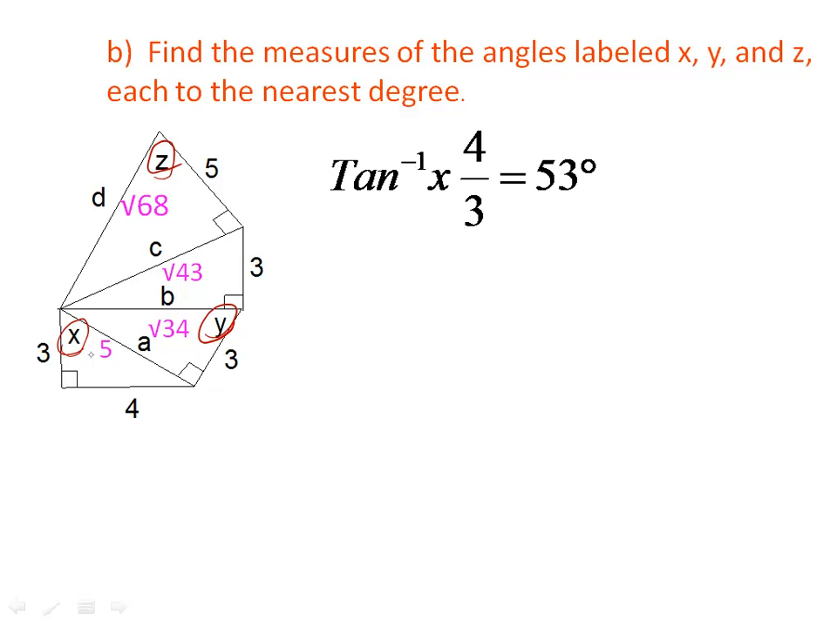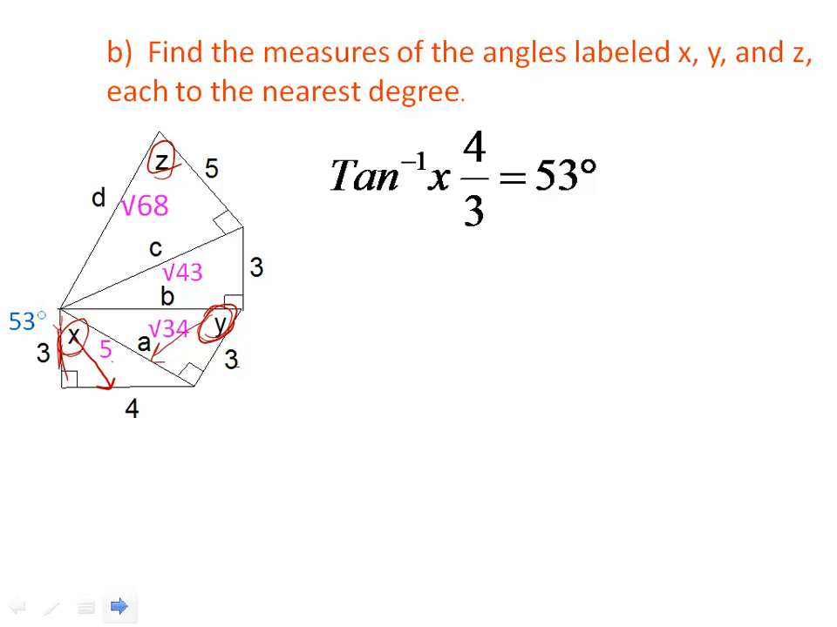Here is angle x. The length of the leg across from it, the opposite leg, is 4. The adjacent leg here is 3. So second tan, 4 divided by 3 equals 53 degrees. So there we found angle x, 53 degrees. Now we're going to go find angle y. Its opposite leg is 5, right here, and its adjacent leg is 3.